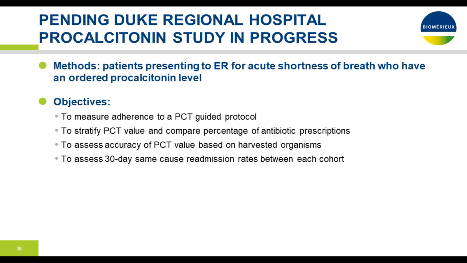So basically, we're going to look at the 4 different boxed categories of Procal and see at which point antibiotics were prescribed more often, in other words, higher acuity levels. We're going to assess the accuracy of procalcitonin. So we always measure it against what we grew, and we'll assess 30-day same-cause readmission rates between each cohort.